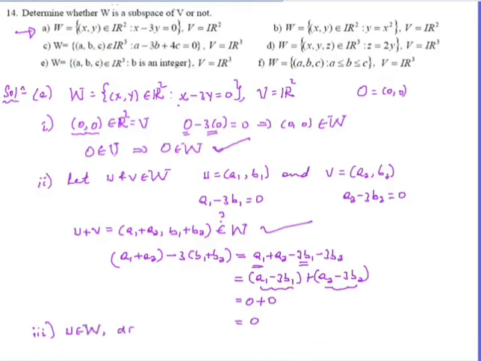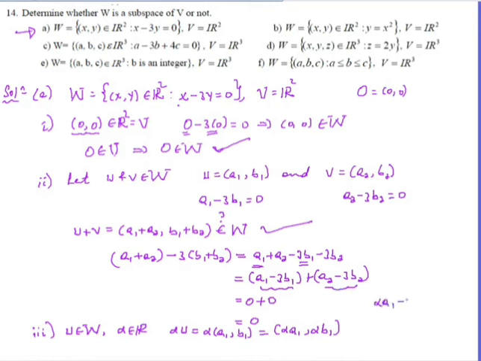አሁን ምን ይቀረናል? ሶስተኛውን property verify ማድረግ. ሶስተኛው property የሚነግረን u የW አባል ከሆነ, a certain scalar from the field, actually our field is real number here, ከወሰድን alpha times u W ውስጥ መኖር አለበት. Alpha times u ምንለው alpha times a1, b1 ይሆናል. This is alpha a1, alpha b1 ይሆናል ማለት ነው.